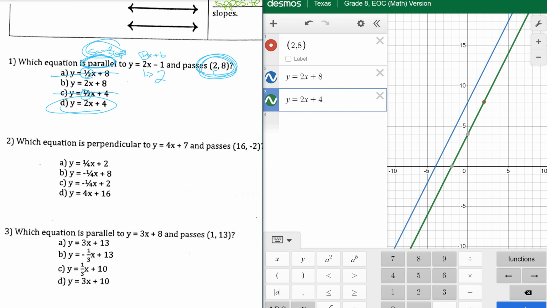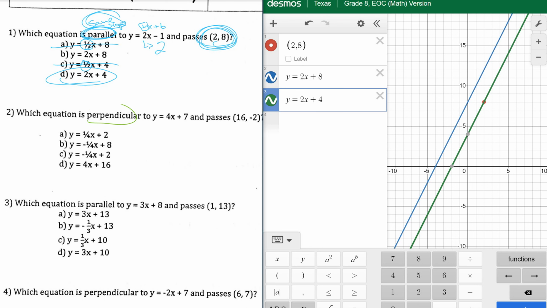All right, number 2 is similar, except it says perpendicular. That means opposite, flipped slope. So we see the slope there is 4, and of course we know that's 4 over 1, but that would be the same, that would be parallel. Now we're going to turn it into opposite flipped. So we flip it. It's now 1 over 4. It was positive. Now it's negative. If it had been negative 4 over 1, now it would be positive 1 over 4. All right, so that's the slope we want.